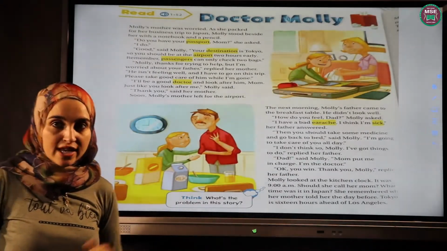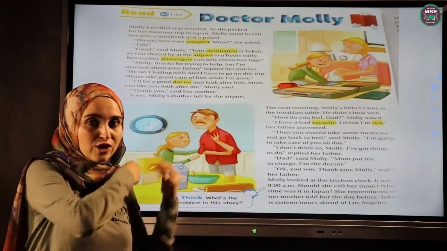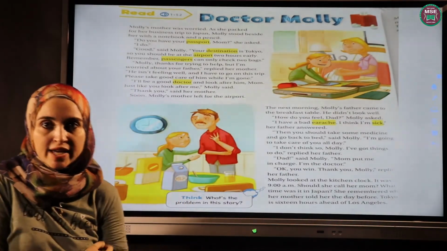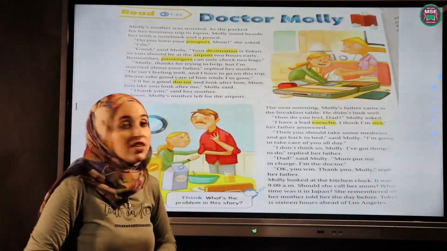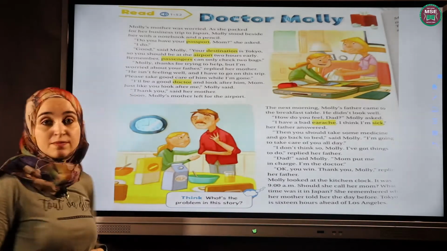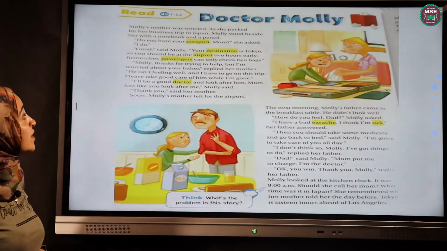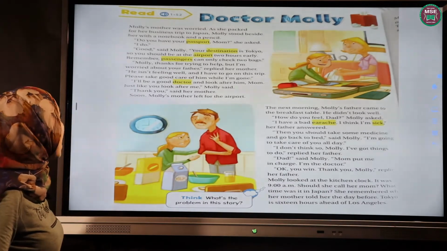Today I brought for you, as I told you, a new passage to apply what we learned about the story elements. Let's read together. Our title here is Dr. Molly.